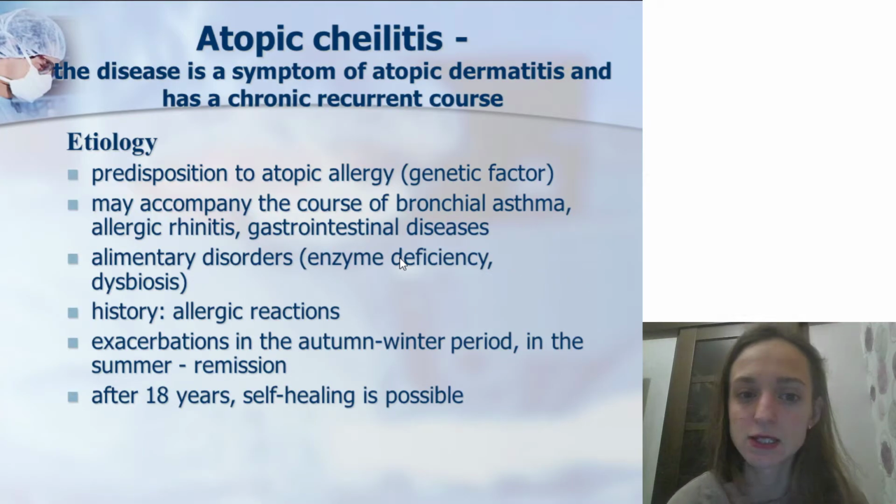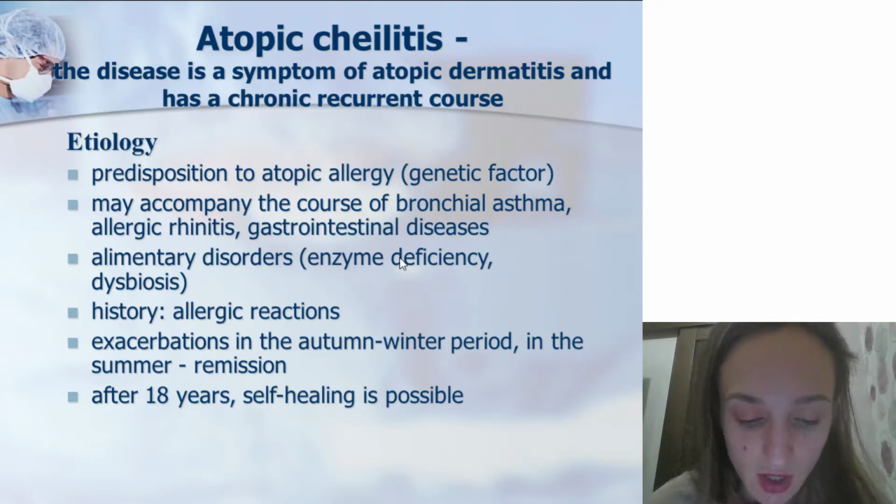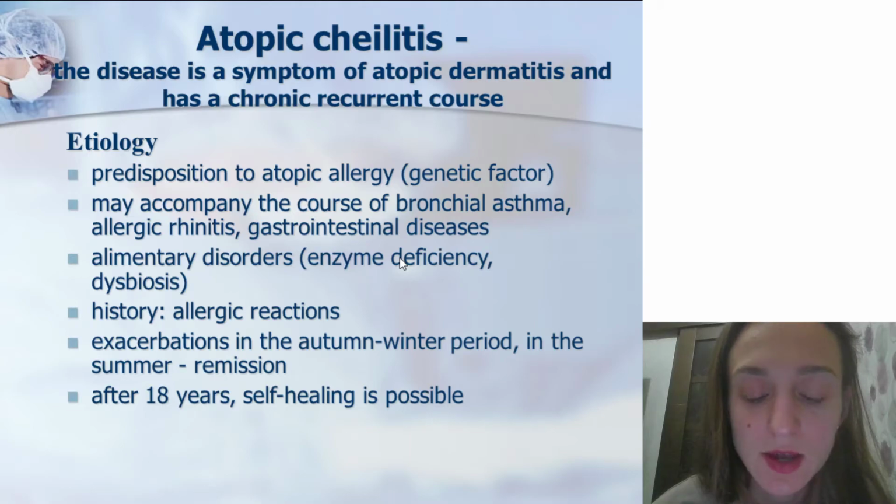Atopic cheilitis. This disease is a symptom of atopic dermatitis and has a chronic recurrent course. Etiological factors determine the predilection to atopic allergies and promote the development of atopic cheilitis. The disease can accompany bronchial asthma or allergic rhinitis. Alimentary disorders play an important role in the pathogenesis of neurodermatitis in young children.